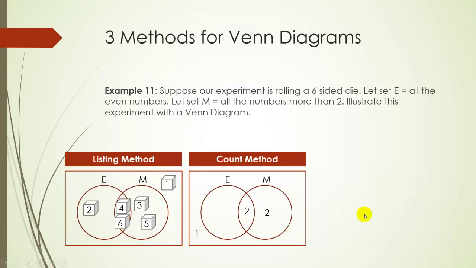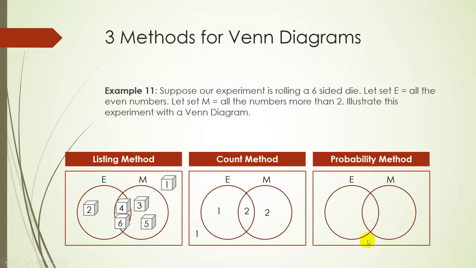A third method is to do probabilities instead. We're just going to take each of these numbers and divide it by 6, since there are 6 possible outcomes. And we'll get 1/6 here, 1/6 here, 2/6, or 1/3, in the middle, and then 1/3 in the more than 2 group, but not even.